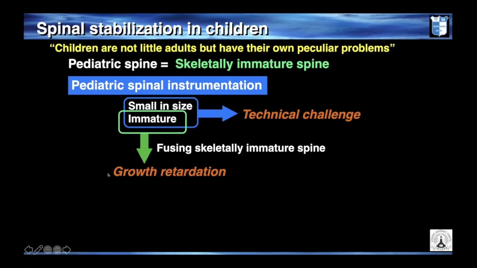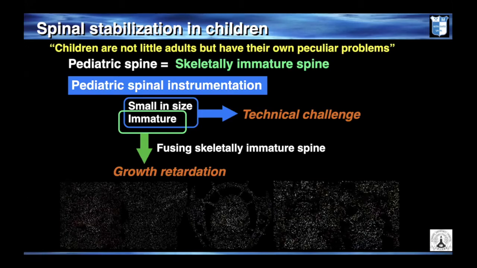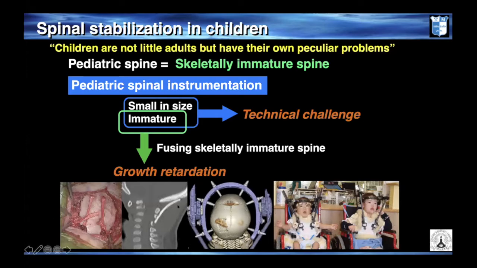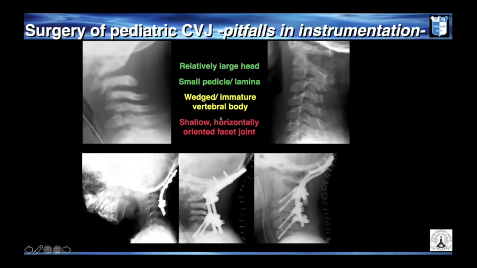There are many research and clinical studies about this growth retardation, but generally so far, there is no negative research. And anyway, so we did surgery like this. When you operate on the pediatric conjunctive junction and the upper cervical spine, this immature part of the body makes dislocation easy to happen. The shallow, horizontally oriented facet joint is also a reason why the cervical spine has problems easily.